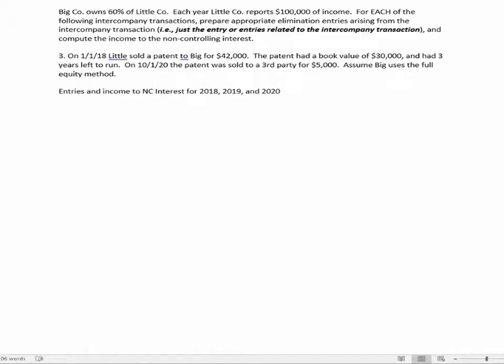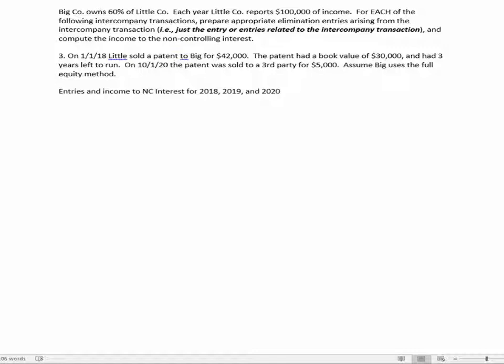Let's go ahead and go through the third additional problem from Module 7. And again, this is the same information as the second problem. The only difference is that the asset that was sold on an intercompany basis is subsequently sold to a third party before the end of its life.